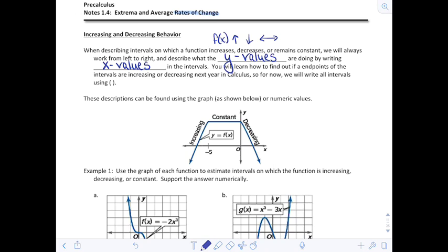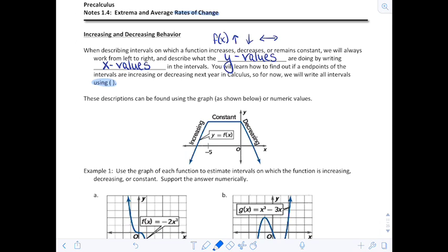You'll learn how to find out if endpoints of the intervals are increasing or decreasing next year in calculus. So for right now, we'll write all intervals just using parentheses. Again, no brackets, because we are not talking about regions where we have solutions or whether or not values are included in the equation or the function. So just describing intervals of increasing or decreasing, we're only going to use parentheses.